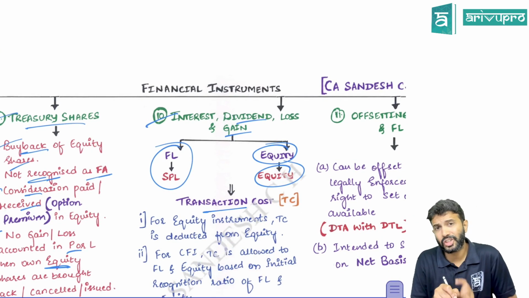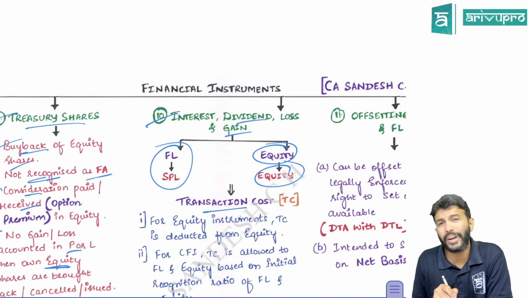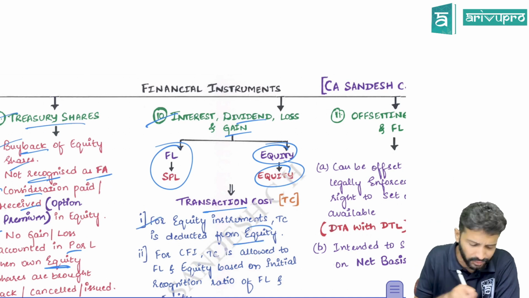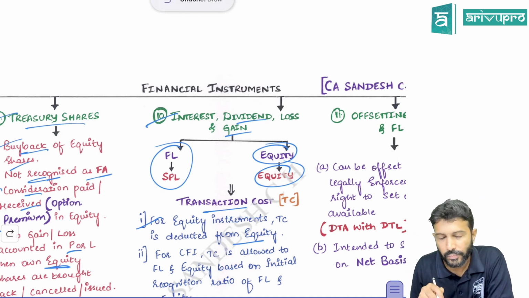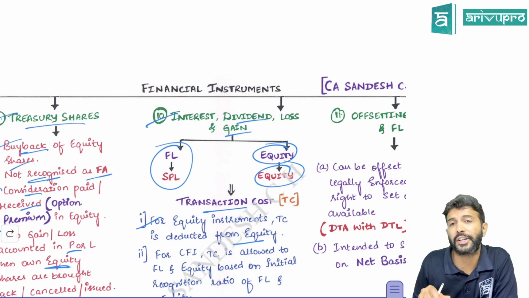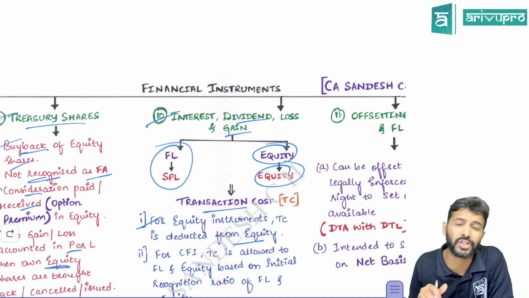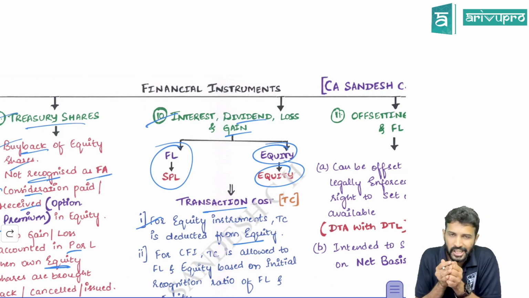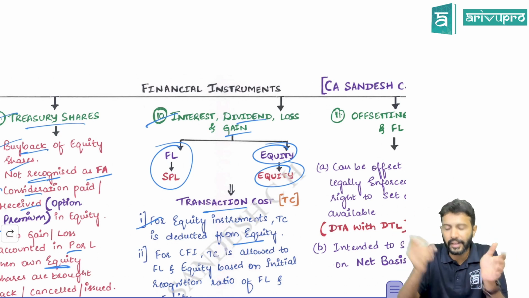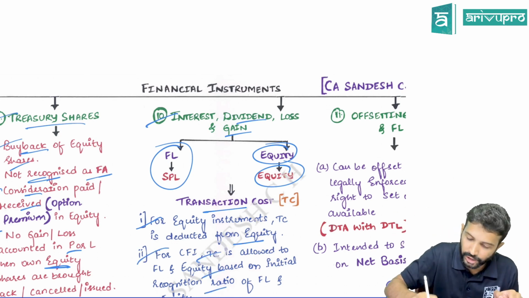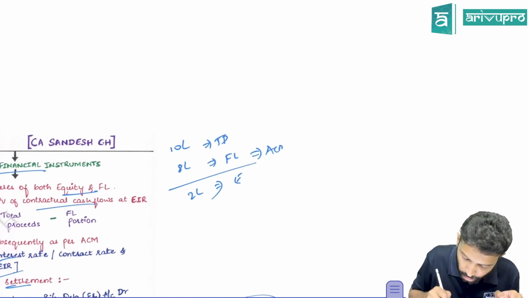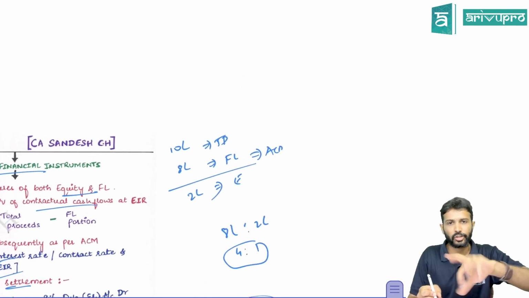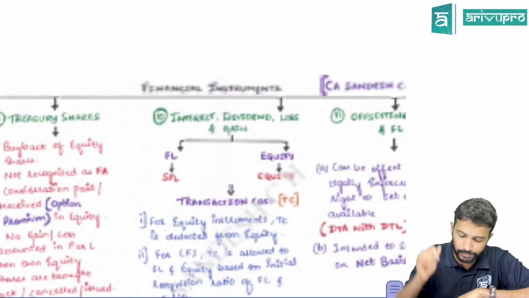Then transaction cost. If you incur any transaction cost when issuing equity shares, that will be deducted from equity itself. Equity here refers to other equity. If you have compound financial instruments, and while issuing them you incurred any transaction cost, then the transaction cost has to be split between financial liability and equity in their initial recognition ratio. Like in the previous problem, our initial recognition ratio was 8 lakh and 2 lakh, no? So in the 4:1 ratio, this transaction cost will be split in this particular example.